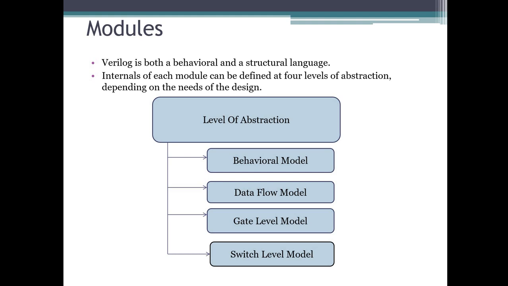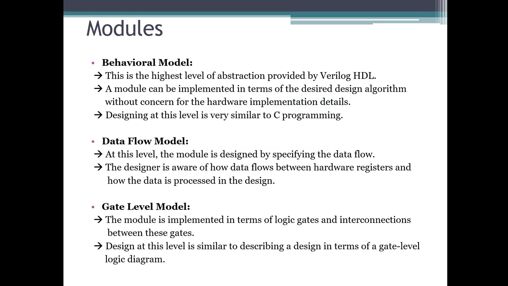So first is the behavioral model, second is the data flow model, third is the gate level model, and fourth is the switch level model. The switch level model is very low level, and in verification we don't use it basically. So I'm not going to give you an idea about the switch level model, but we do the coding with these 3 models. We are going to discuss these 3 models in the upcoming slides. Let's move further and see what they are.